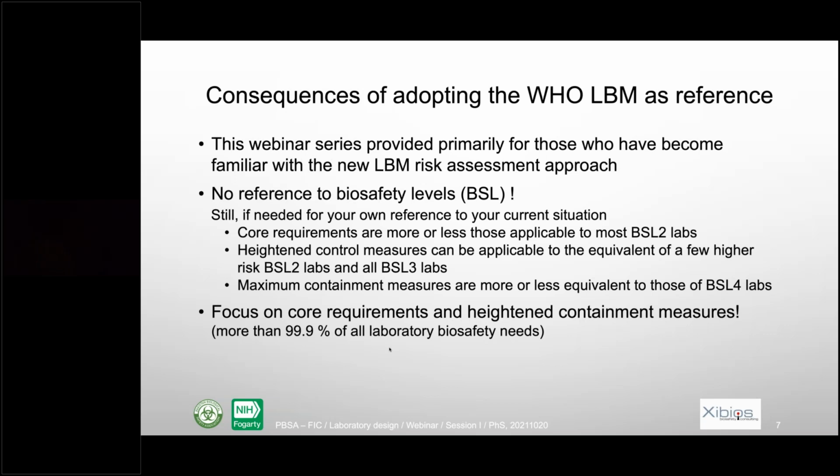So core requirements would correspond more or less to what is done in most BSL2 labs. Heightened control measures are measures that are sometimes applied in the equivalent of some higher risk BSL2 labs and all BSL3 labs. And the maximum containment measures are equivalent to BSL4. Again, if we concentrate on the core requirements and some control containment measures, in that case, we cover more than 99.9% of the needs of the labs.